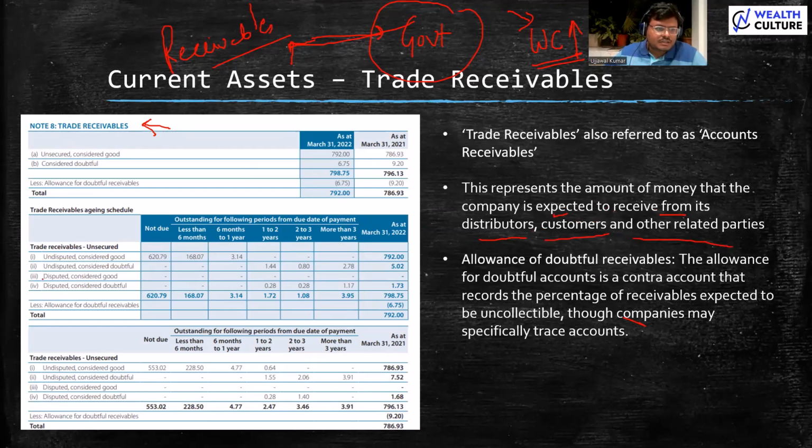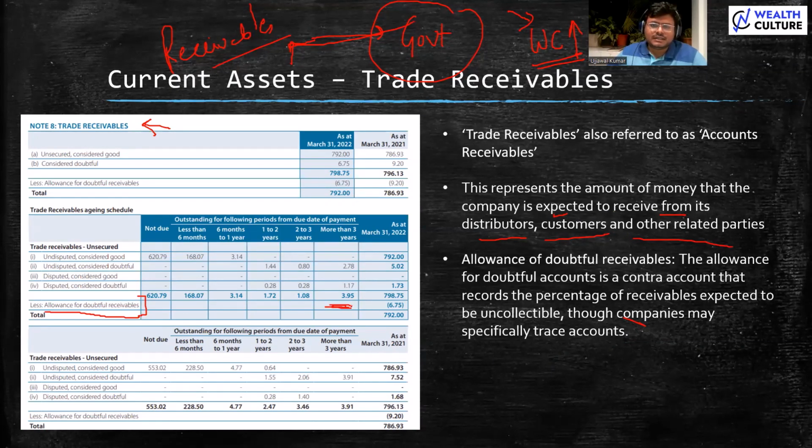This basically means the money that the company is expected to receive from its distributors, customers, and other related parties. And as you can see, there is a line item called allowance for doubtful receivables. So, whenever there is a conflict with the client, he says, I'm not liable to pay you so much. You say you are liable to pay me so much. Whatever be the case, there is some amount that the company is not receiving from its clients. That is a problem.